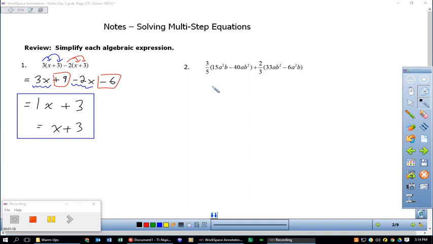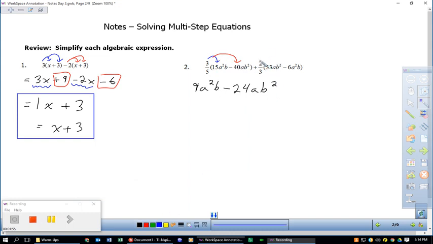Number 2, we'll first distribute this 3/5 right here. So we're going to take 3/5, and all it's going to do is change the numbers right here. So 3/5 times 15, which happens to be 9. So I have 9a squared b. Okay, we're going to have a minus in here. We'll take 3/5 times negative 40, which turns out to be 24, so minus 24ab squared. Notice I'm leaving the variable the same, a squared b, ab squared.